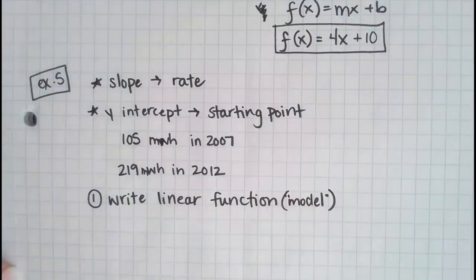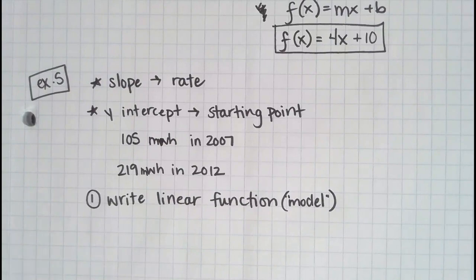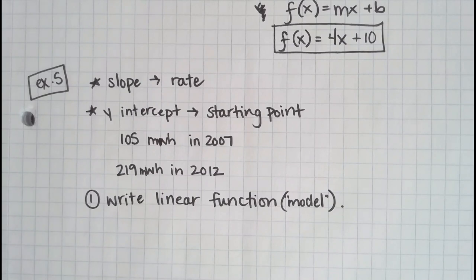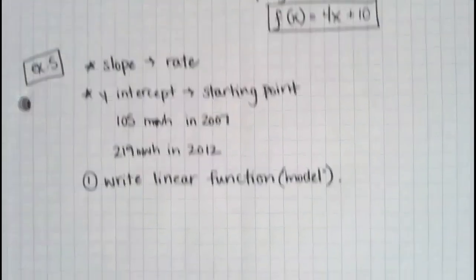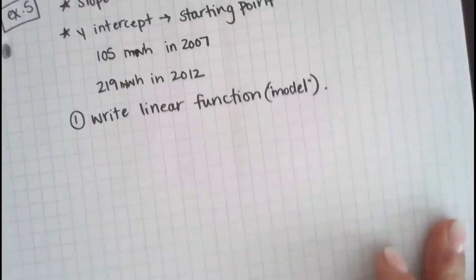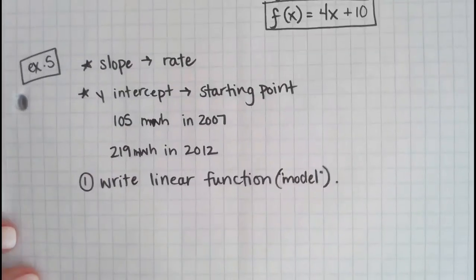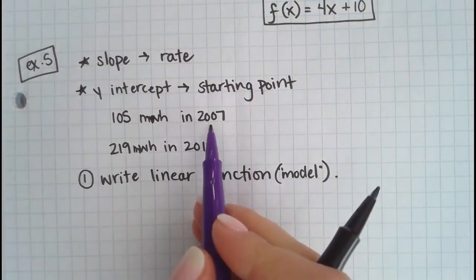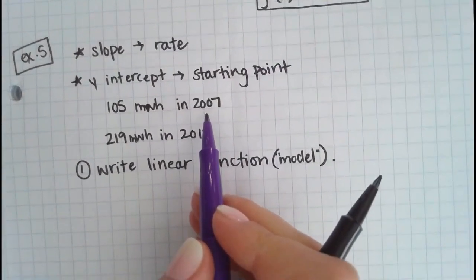Same idea, it's the same thing. Write the linear function. Okay, and we're only going from 2007 on. So what is our starting point in terms of values? What's our starting point? Joey, where do we start? 2007. What was the initial amount of megawatt hours that we're starting with?